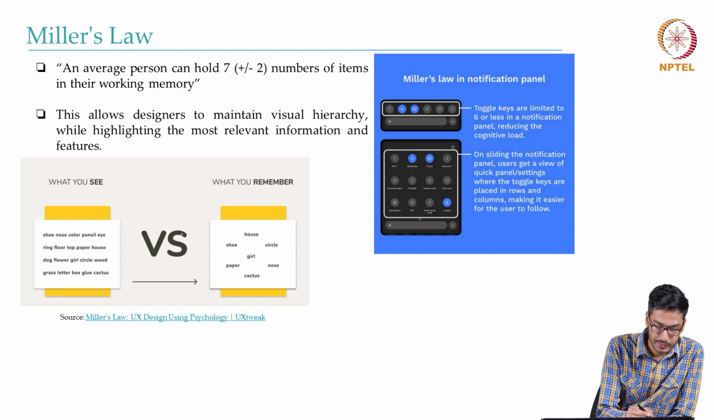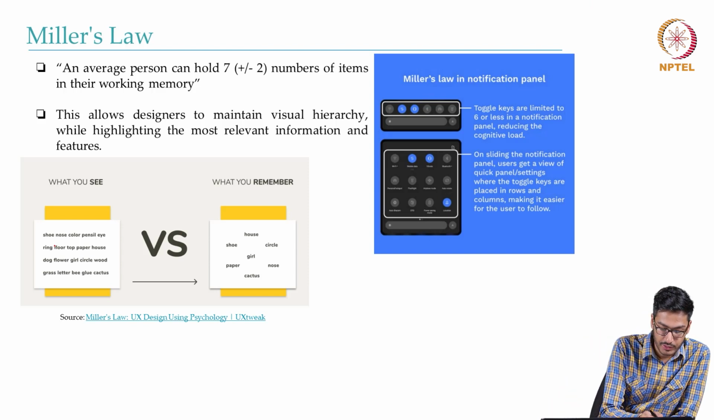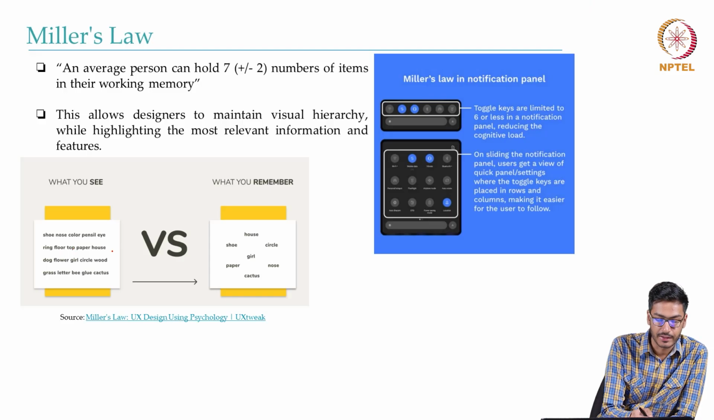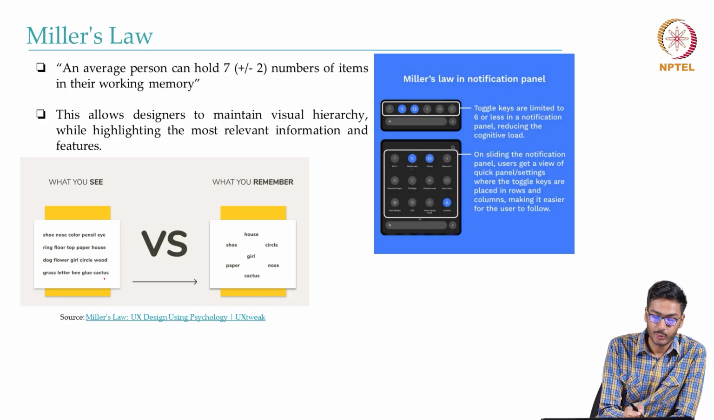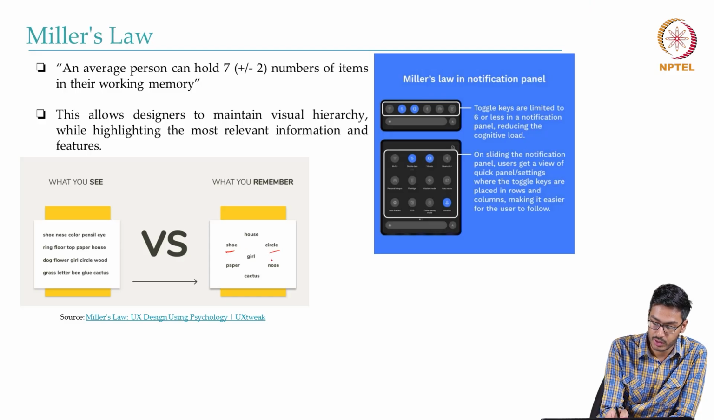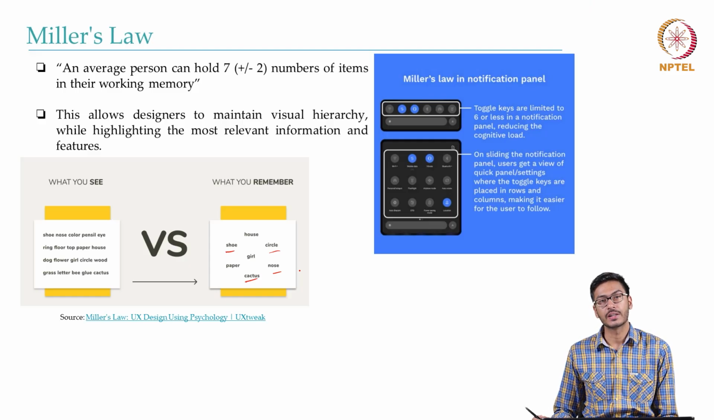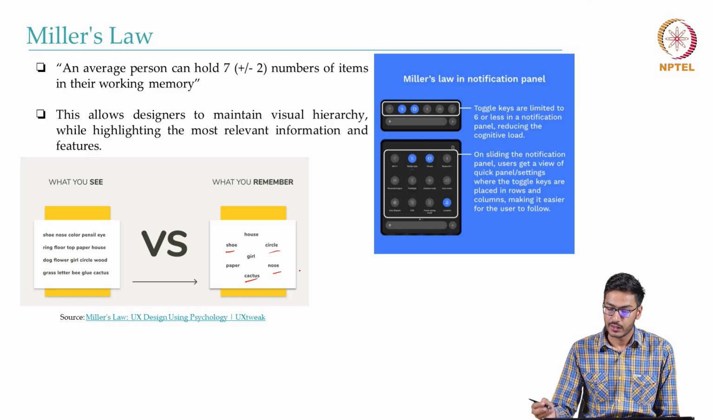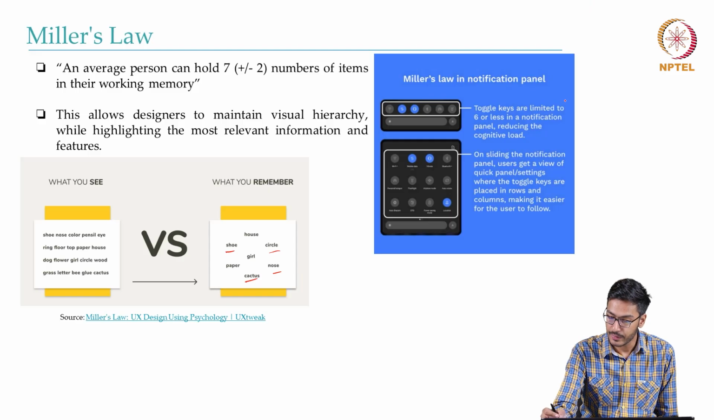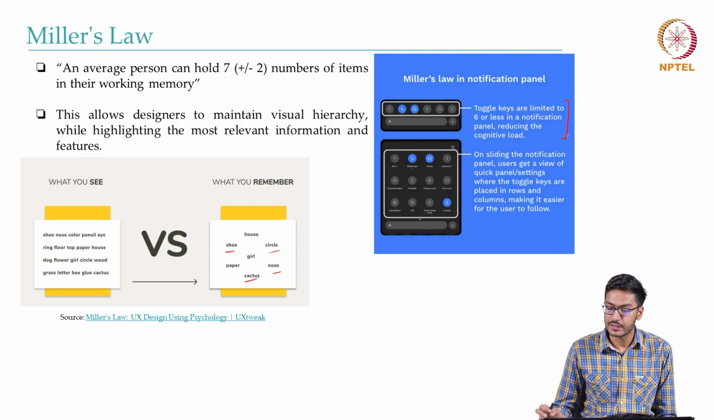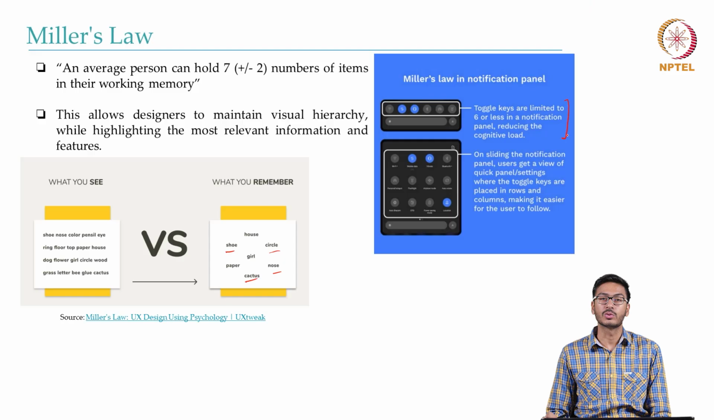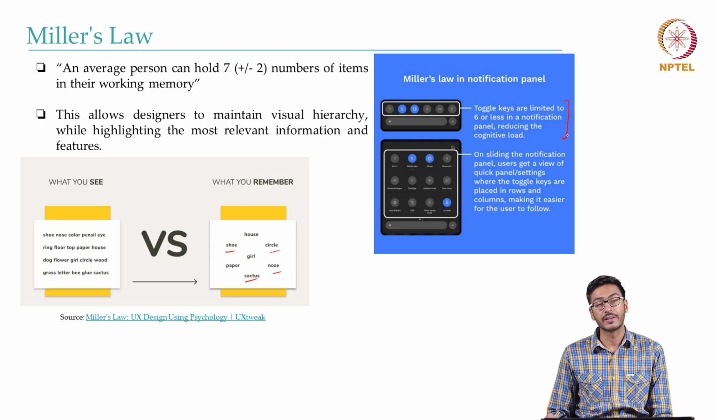As you can see here, you see a lot of words. These are actually something like 20 words. While you may actually just remember some of these, the easier ones, which may be a shoe, circle, cactus, nose, or whatever. We can also see the use of Miller's law in UI. Here, as you can see in the notification panel, the toggle keys are actually limited to just 6, which helps in reducing the cognitive overload.